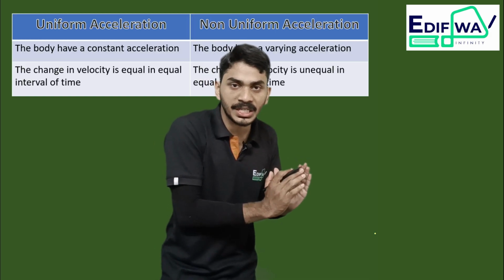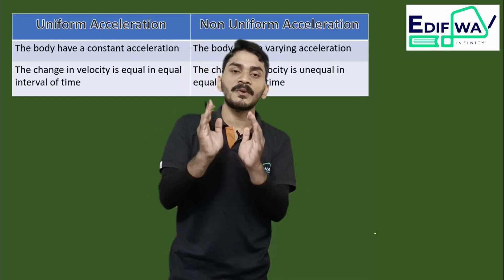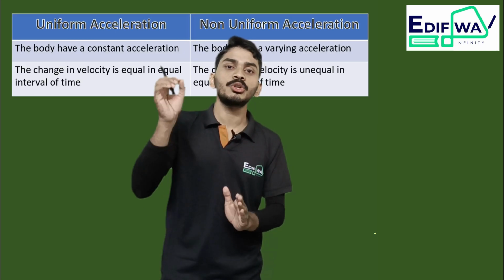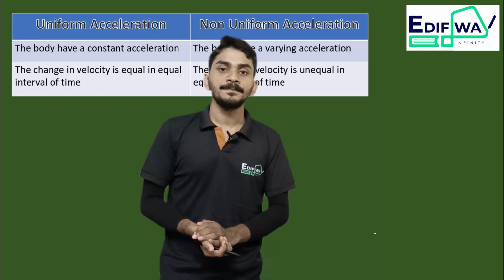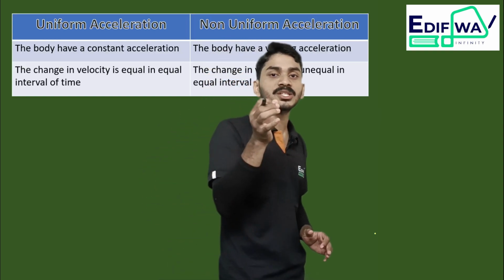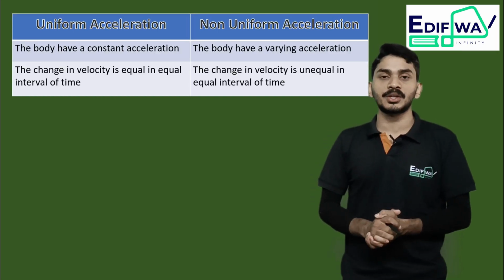If it was initially traveling with 5 meter per second square acceleration, then that 5 meter per second square should remain as such after any time. Clear? And non-uniform acceleration means the body is having a varying acceleration.